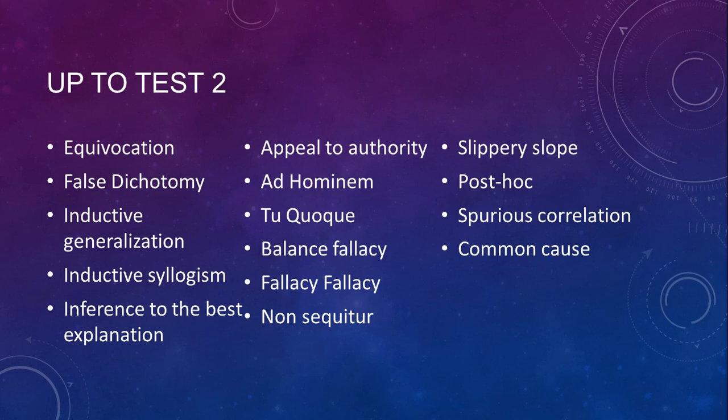So, appeal to authority. This is supposed to be a fallacy, right? Or this is one of the things that can either be a perfectly legitimate inference or a fallacy. So make sure you distinguish those two. Don't tell me it's a legitimate fallacy. Tell me it's either a legitimate inference or a fallacy.